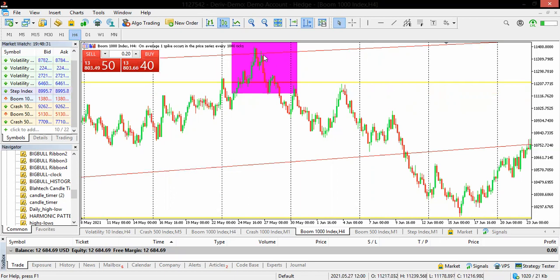Don't forget, the red lines are trend lines, which are normally referred to as dynamic support and dynamic resistance. While the yellow line is just a straight support or resistance, which I call the major support and major resistance. They are fixed. They are straight on a particular line, while these ones are dynamic, they are trend lines.